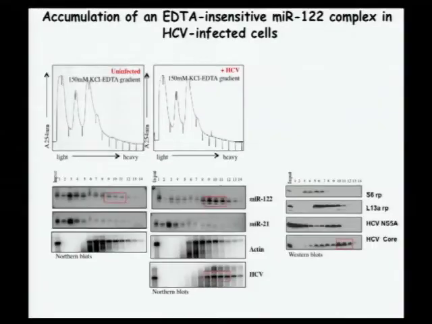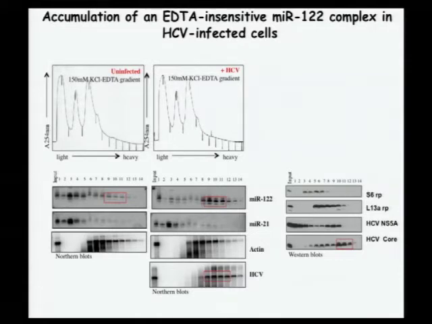So we were wondering whether this complex is really EDTA sensitive, because EDTA also takes away ribosomes. Ribosomes need magnesium in order to be held together. And when you do this in uninfected cells, you see there is a fraction 9 to 11 where you find microRNA 1 to 2, again stripped of ribosomes. But in HCV infected cells, the same fraction persists. It's still there. microRNA 21 doesn't do this.